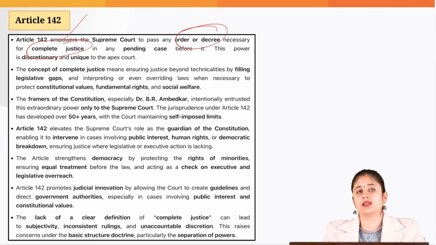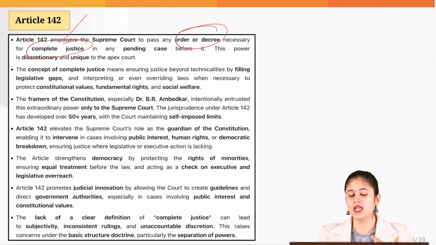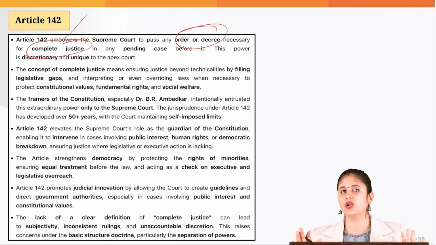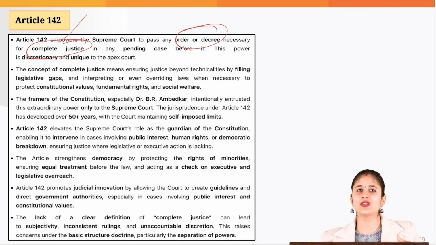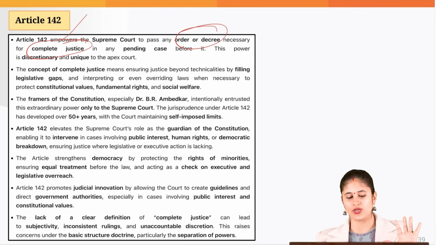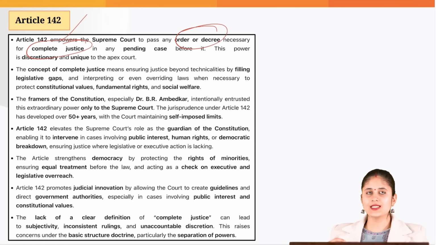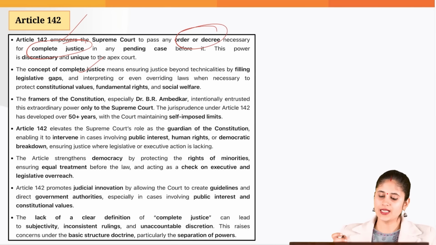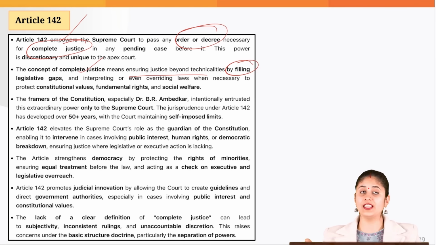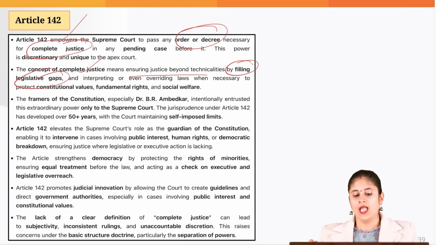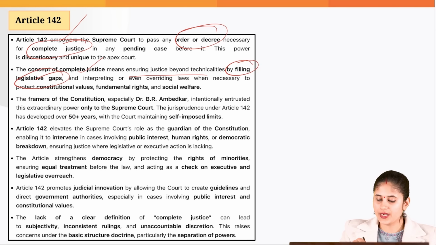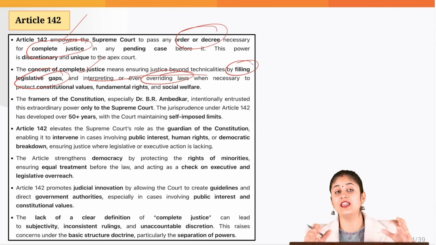The power is discretionary, that is, it is up to the court whether it wants to exercise this power under Article 142 or not. No one can tell the court that you exercise the power under Article 142. Then, what is this idea of complete justice? It basically ensures going beyond technicalities and filling the legislative gaps. And it also involves interpreting or even overriding the laws if it is necessary.